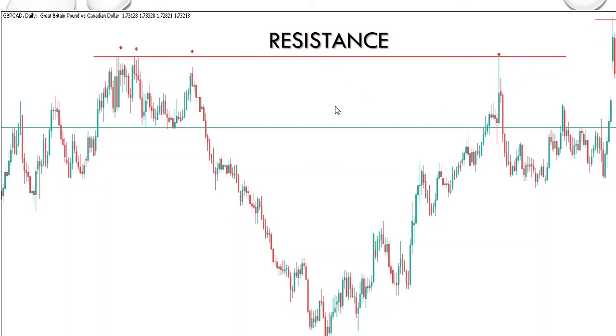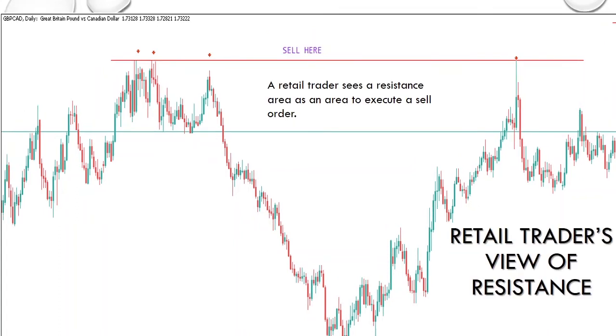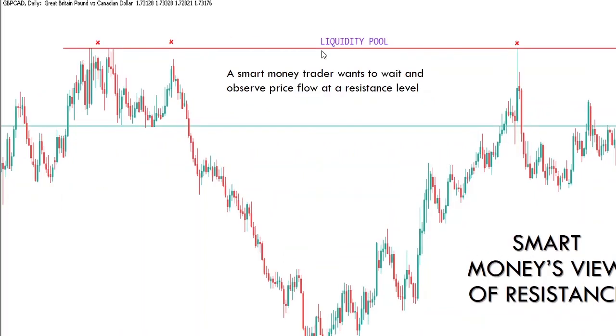So that's how the retail trader views support and resistance, resistance this time around. That is typically what I just explained there. Sell here. Whenever it comes back to this place, sell at the resistance, sell at the resistance. So how does the smart money view a resistance?